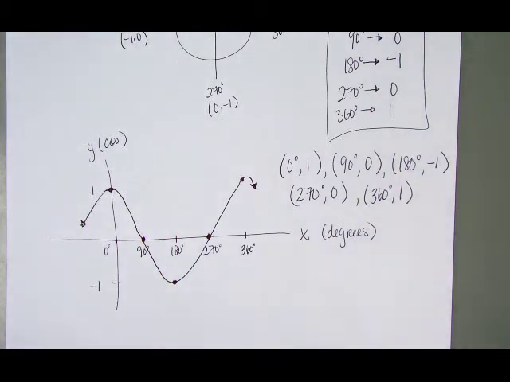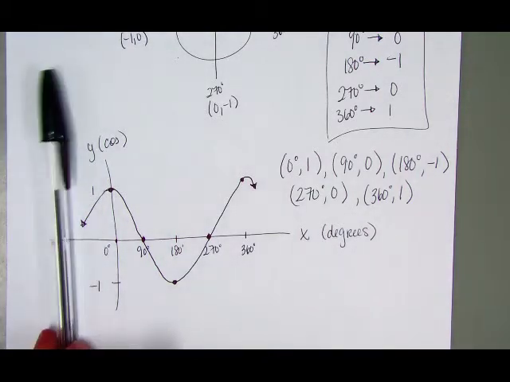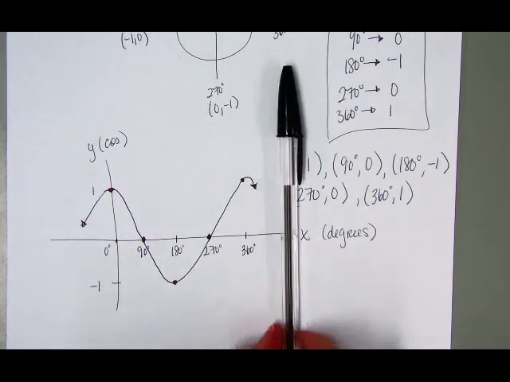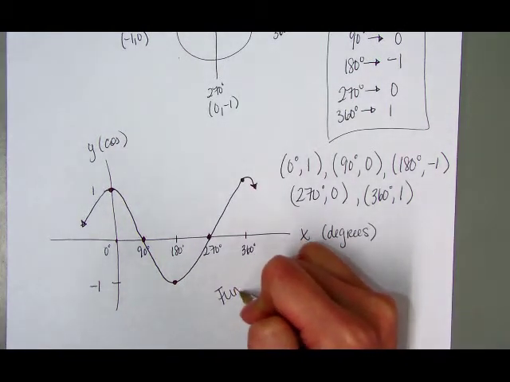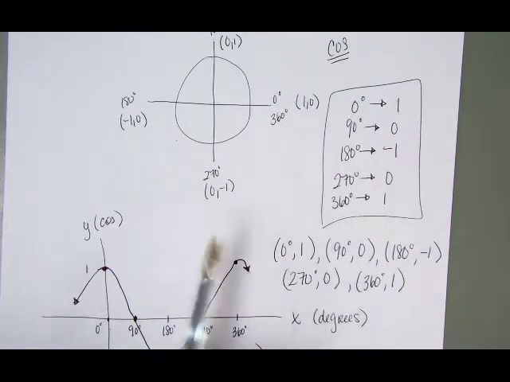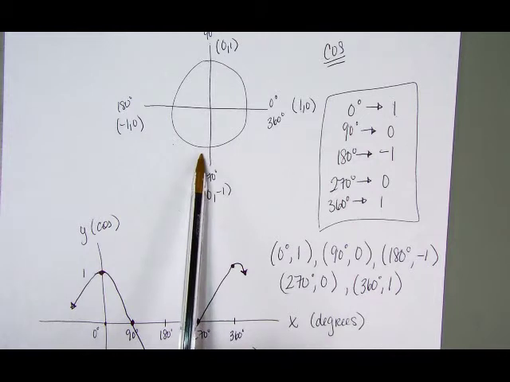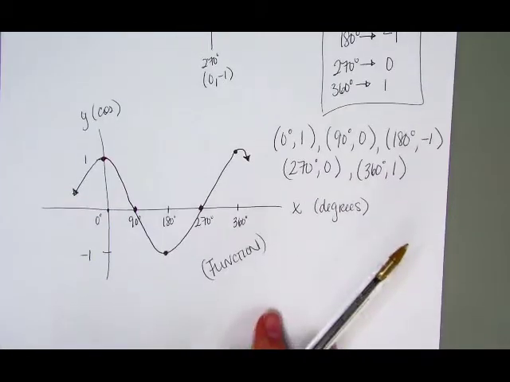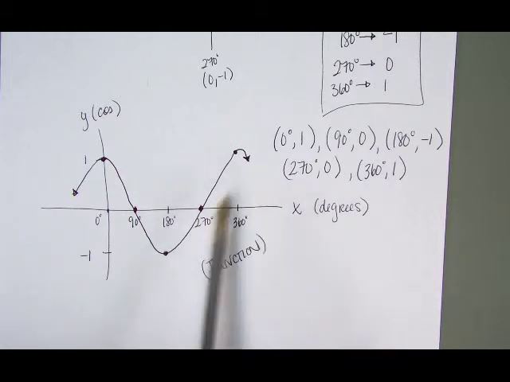And if I take my pen and I run my pen vertically all the way across, I know that it passes my vertical line test. So this is a function, whereas my unit circle from before with my cosine values was not a function. So we extracted the information that I needed so that I could create a graph for cosine that is a function.